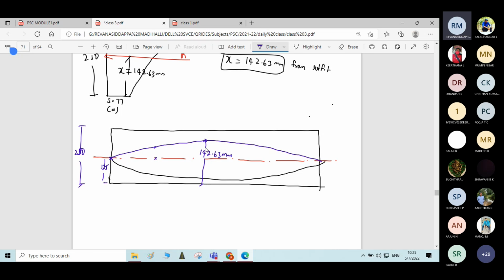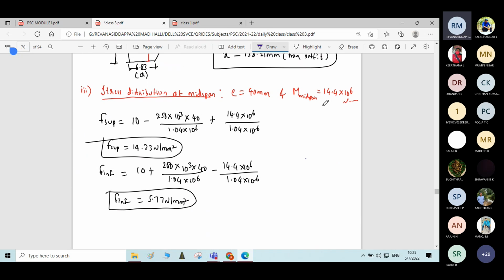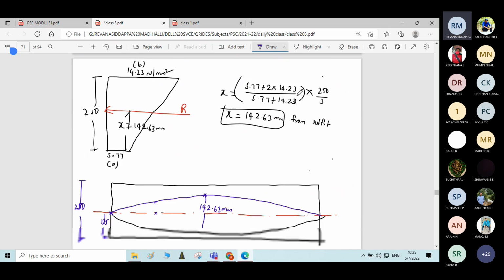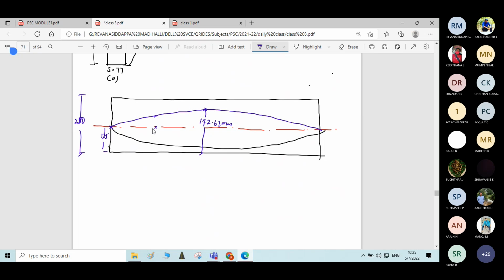Okay. And 138.21 mm from the soffit of the beam at quarter span. And here it is 0. So this is what? Pressure line or the thrust line.